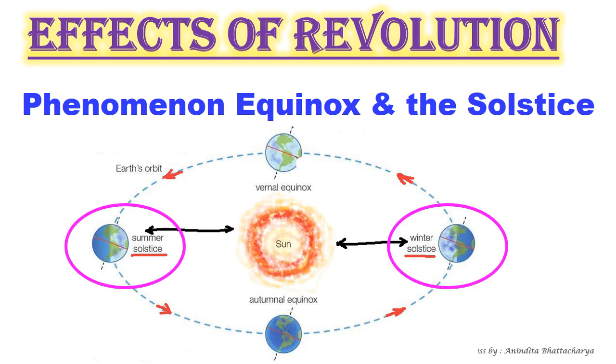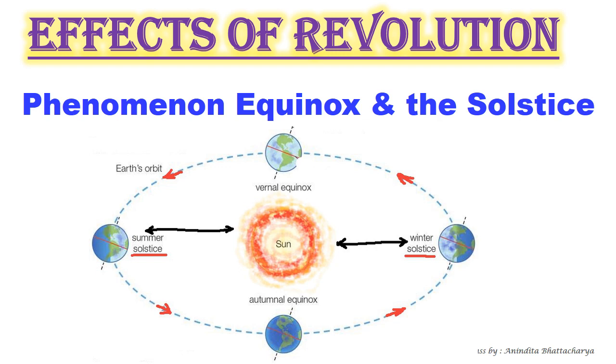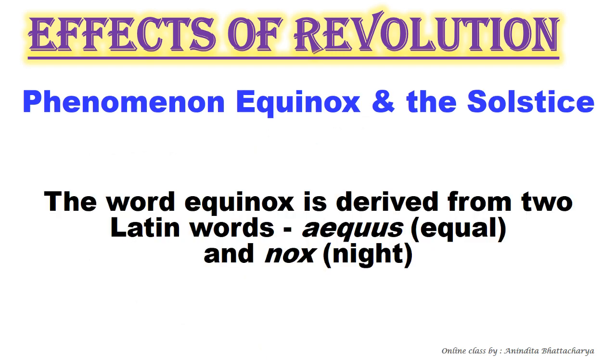The solstice occurs when the Sun is at its greatest distance from the equator. Solstice is derived from two Latin words, sol meaning sun and sistere meaning to cause to stand still. The hemisphere which is inclined towards the Sun receives more heat and light than the other, which is away from the Sun. Equinox means equal day and equal night. The word is derived from the Latin words equi meaning equal and nox meaning night. Days and nights remain equal in both hemispheres.